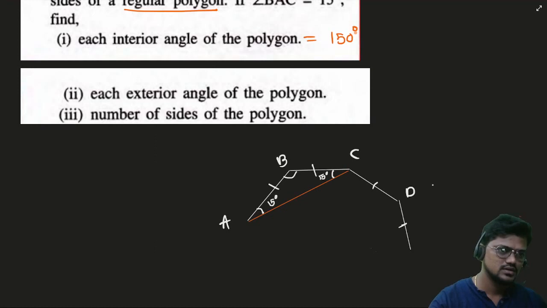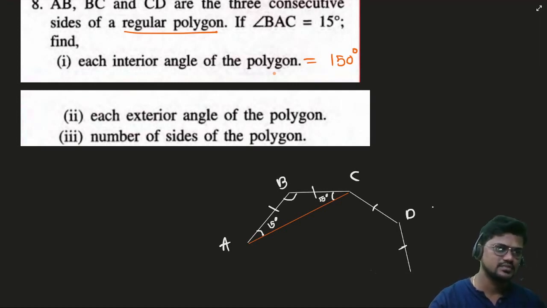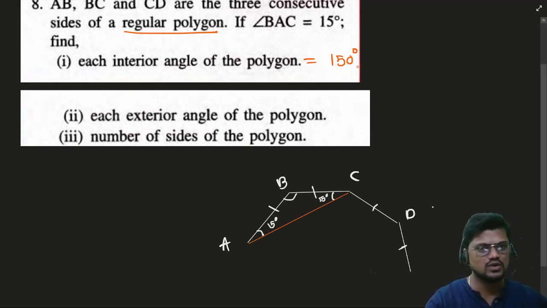Clear? No. Sir, but how? Is it compulsory that each interior angle will be 150? Yes, each interior angle will be 150 because it's a regular polygon. Regular polygon means all interior angles and all sides will be the same. So each interior angle of the polygon is 150.